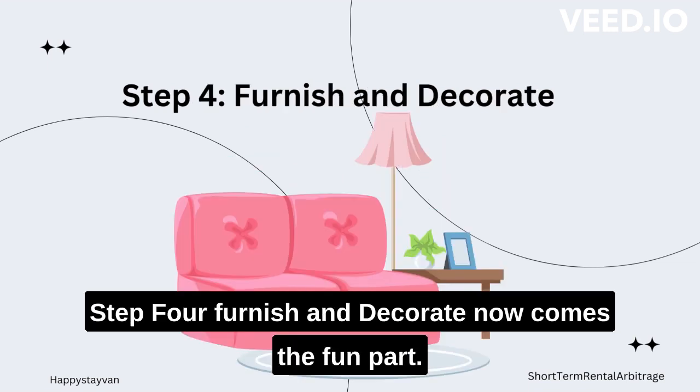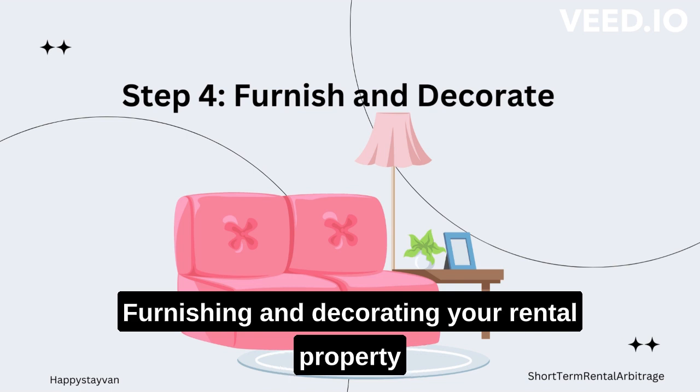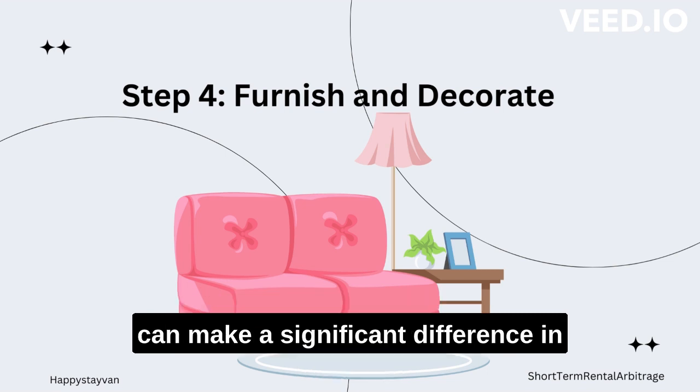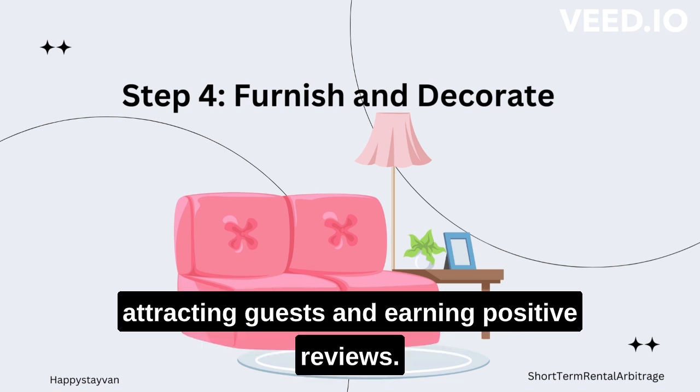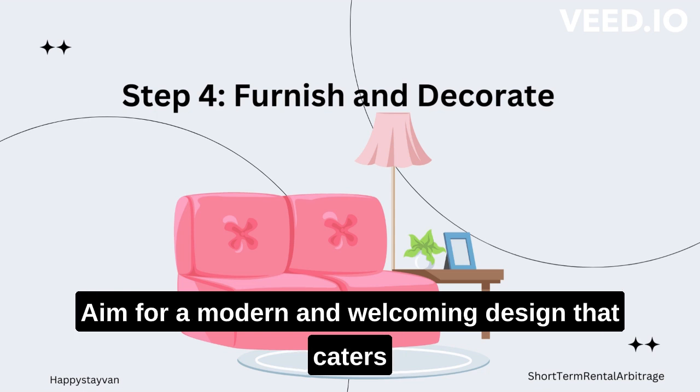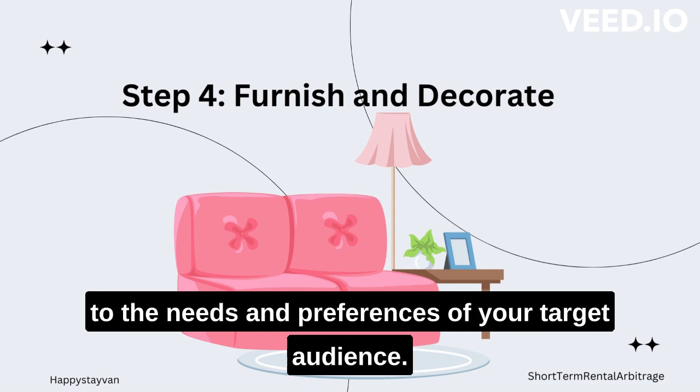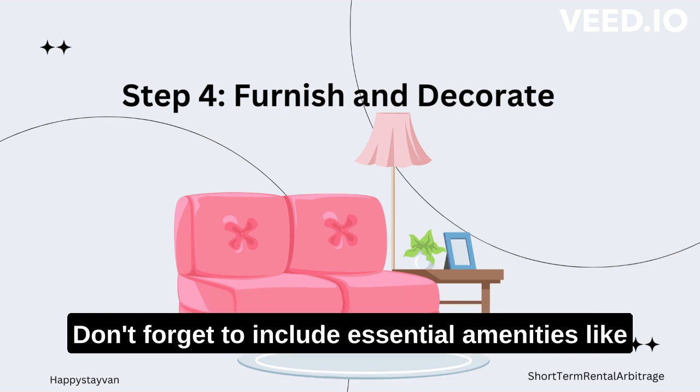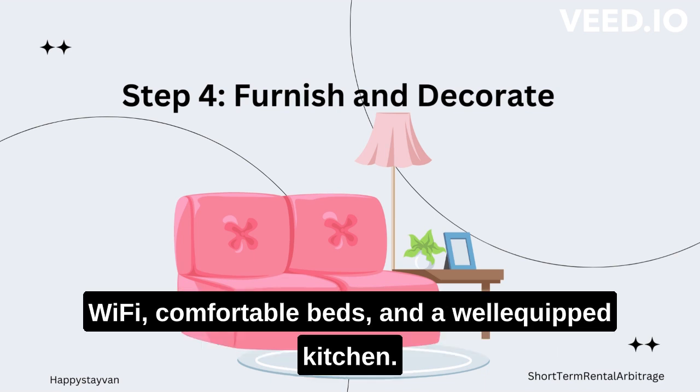Step 4. Furnish and decorate. Now comes the fun part. Furnishing and decorating your rental property can make a significant difference in attracting guests and earning positive reviews. Aim for a modern and welcoming design that caters to the needs and preferences of your target audience. Don't forget to include essential amenities like Wi-Fi, comfortable beds, and a well-equipped kitchen.